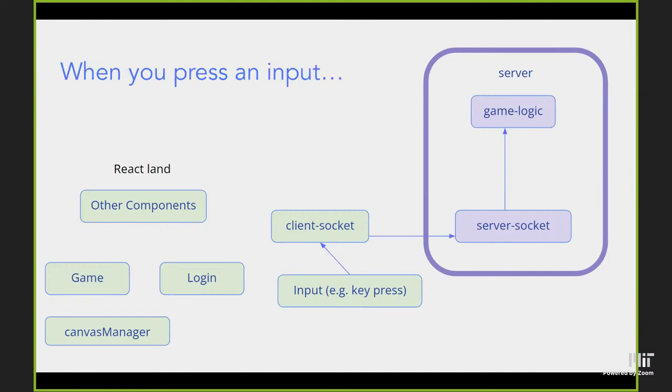And so when you press an input on the client side, you click a button on your keyboard, that sends it through a socket to the server, and the server will then process that information in this game logic and then send a response back to you. And so that'll go back to the socket, to your client socket, which will go to your game component, and then finally to your Canvas manager, which will draw it on the screen.